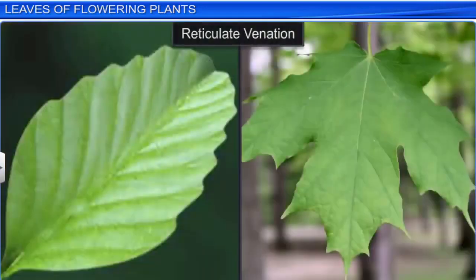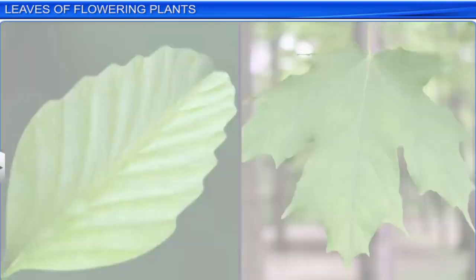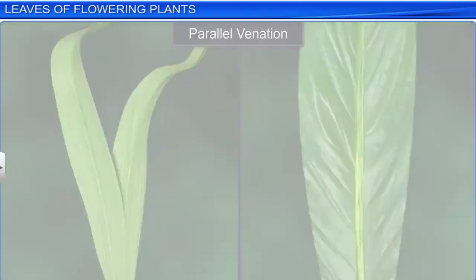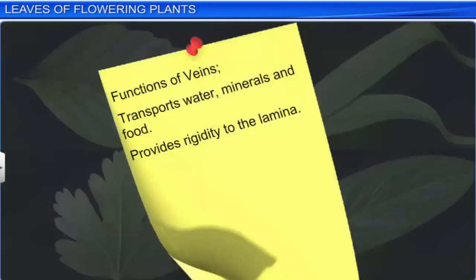In reticulate venation, the veins within the lamina form a network, a characteristic that is common to dicotyledonous plants. In parallel venation, the veins run parallel to each other, a characteristic typical to monocotyledonous plants. The primary functions of the veins are to transport water, minerals, and food, and provide rigidity to the lamina.